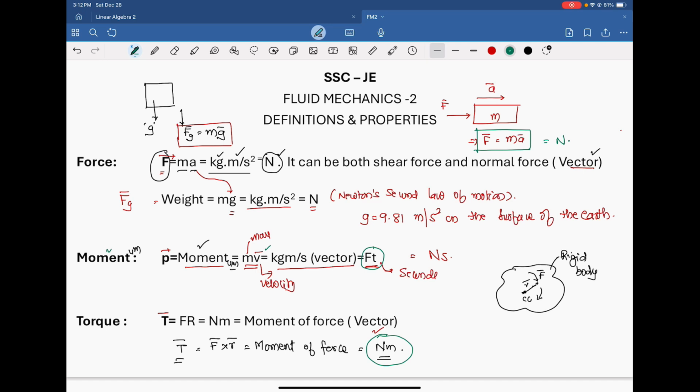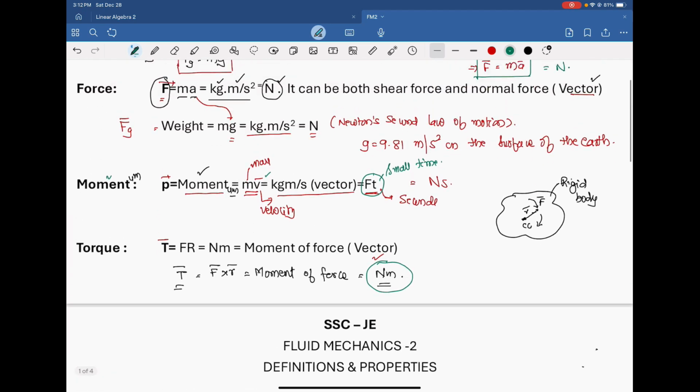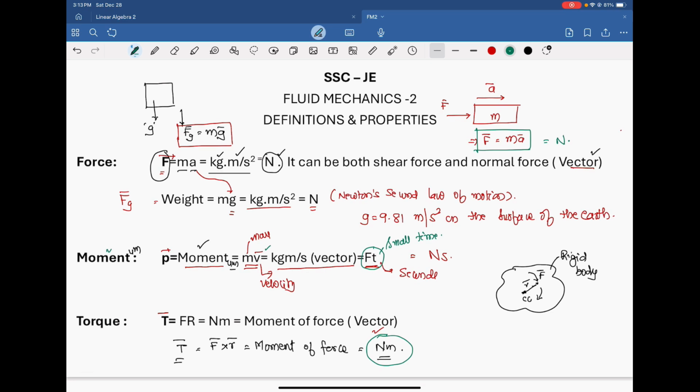Either way, don't get confused between moment and momentum. This is for small time. Ft is momentum, whereas torque is moment of the force. It is not movement or momentum from velocity. And torque is measured in Newton into meter. Next comes, these are all definitions from the physics. If you get a glimpse of it and if you can understand a bit of it, it's okay.